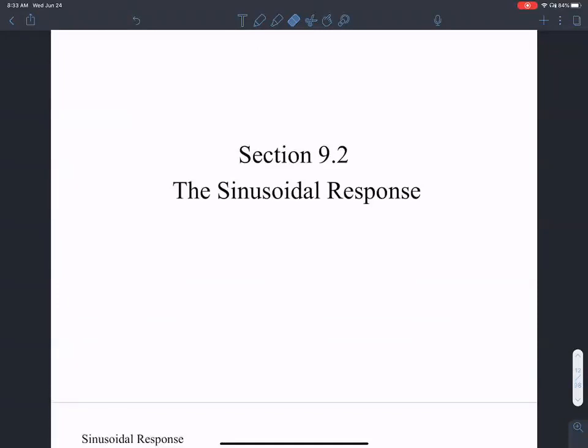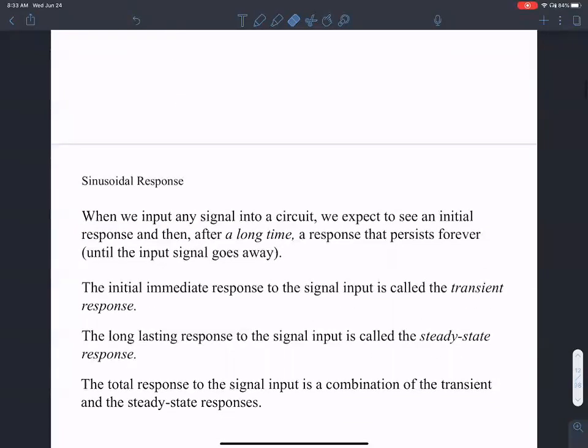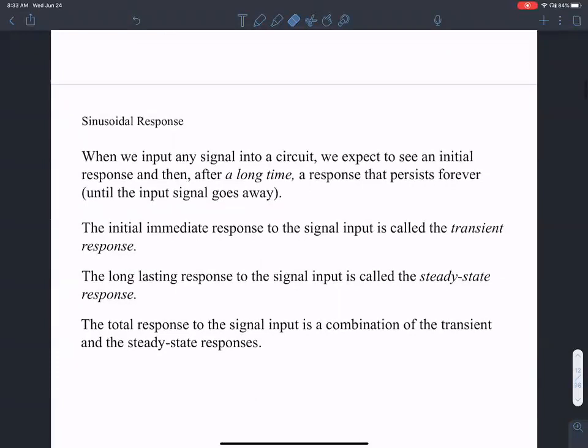So that's the sinusoid wave. Let's look at the sinusoid response. When we input any signal into a circuit, we expect to see an initial response, and then after a long time, the response that persists. So if I have a circuit and subject it to some kind of input, the output of a circuit in response to that input.